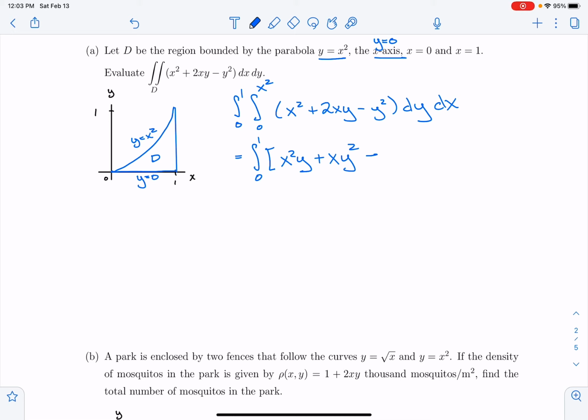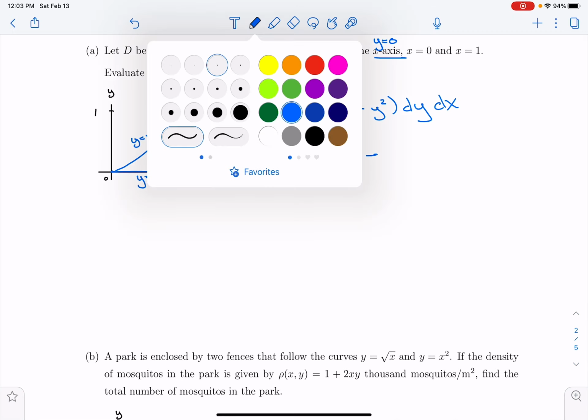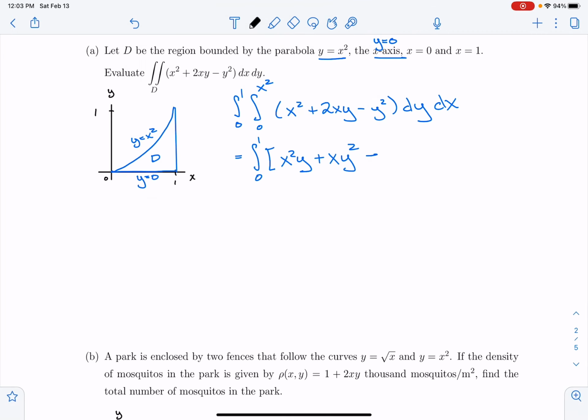But now I'm realizing when I worked out this example, I had changed it just ever so slightly to 3y squared. So in fact, this is going to be the integral of 3y squared, which is y cubed. Now I need to evaluate that between 0 and x squared dx.